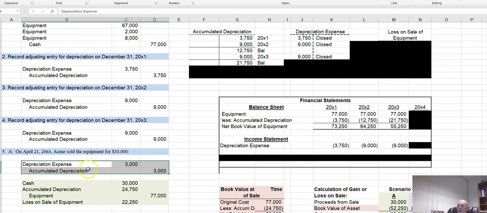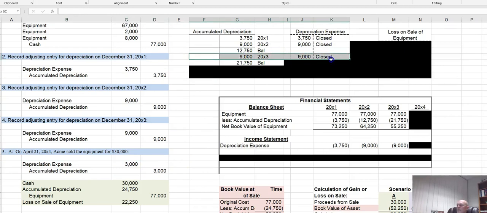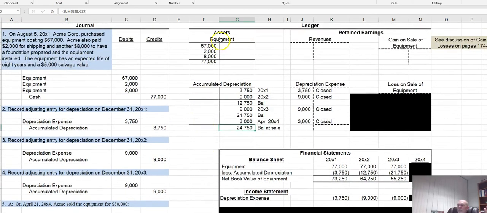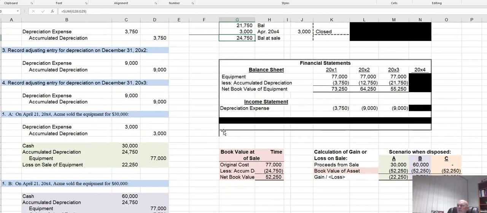So update the depreciation, debit the expense, credit accumulated depreciation. So that would be recorded and posted to the ledger. And now, at the time of the sale, we have a book value consisting of the original cost of $77,000 minus the accumulated depreciation of $24,750. We have a book value of $52,250.